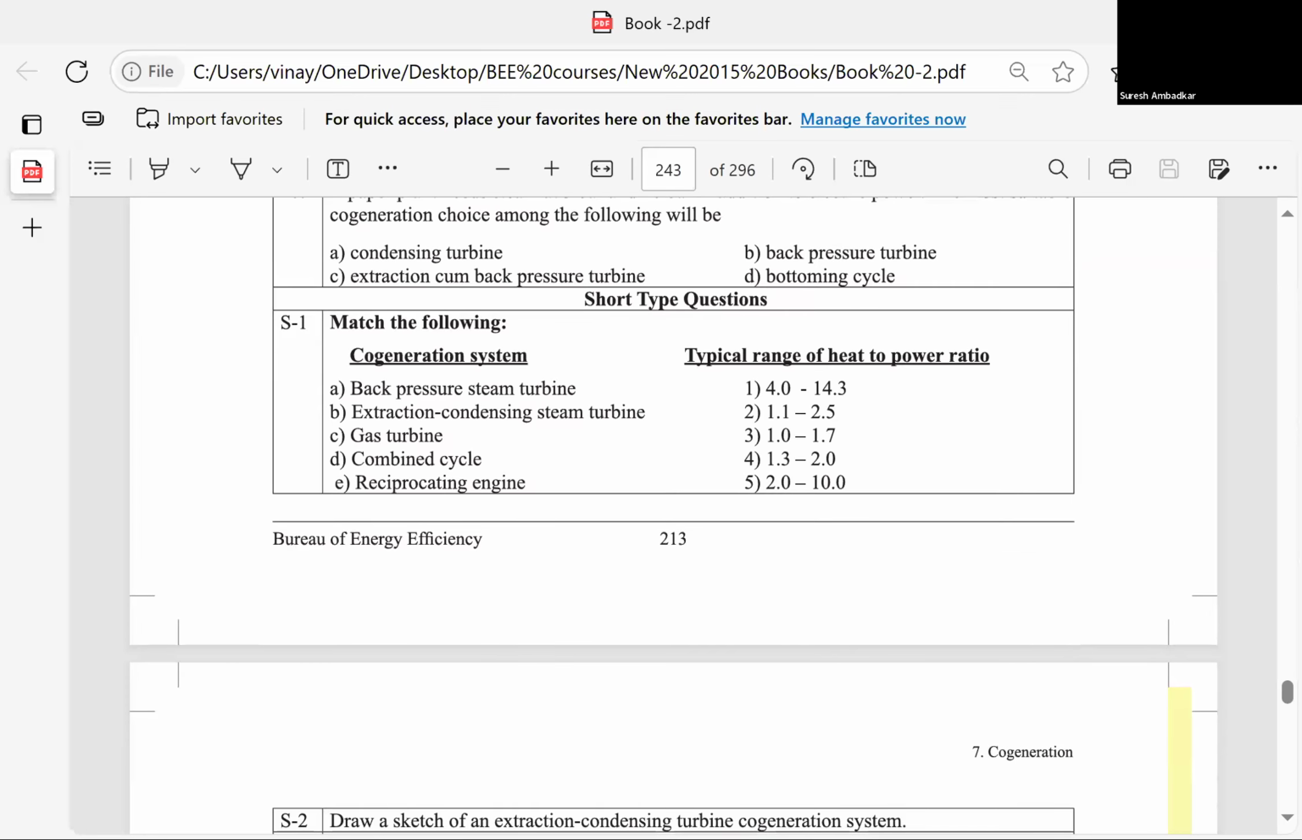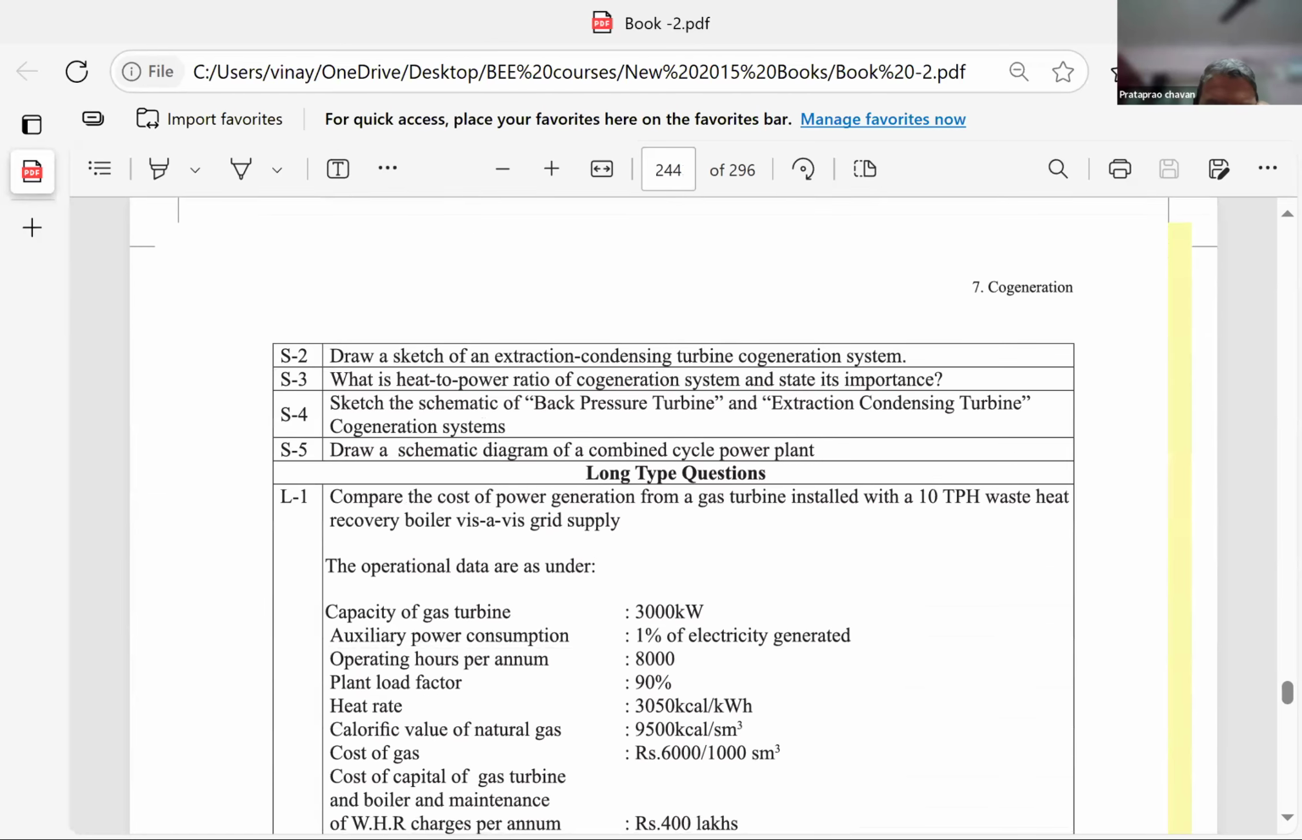Here you have to only match the figures on page 197. The same table is given in your book. Match the following: cogeneration system and the typical range of heat to power ratio. You can go to the book and match them.